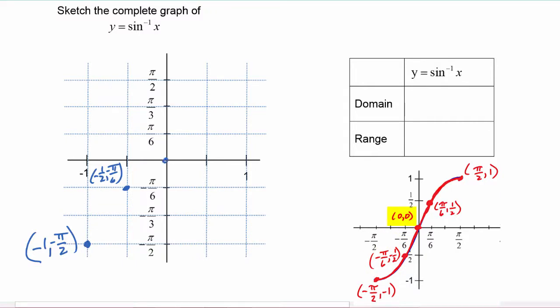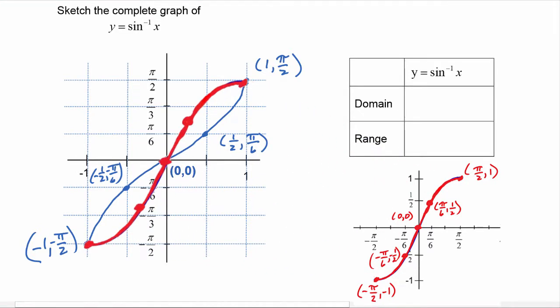0, 0 will still be 0, 0 when we switch x and y. From the sine graph, we have the point π/6, 1/2, so it's going to become 1/2, π/6 on inverse sine. And finally, from the sine graph, the point π/2, 1 becomes 1, π/2 on the inverse sine graph. And here's the shape of this graph. See how the curves go in the opposite direction from sine of x because of the reflection over the line y equals x.